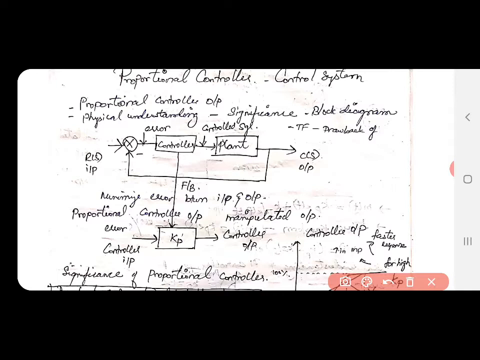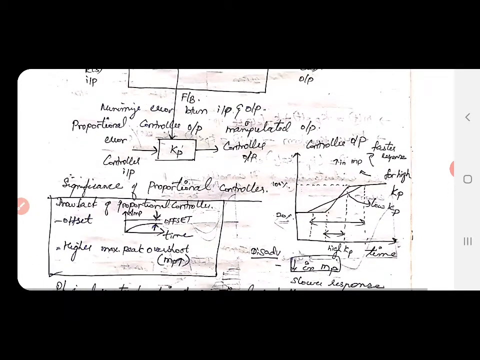We can see the proportional controller output, its physical understanding, its significance, block diagram, and then its transfer function. Actually, for the transfer function or block diagram of the proportional controller, R(s) will be the input, C(s) will be the output, and there will be an error signal, a controller, a control signal and the plant. We need to note that the controller is KP, the proportional controller. There will be an input and an output.